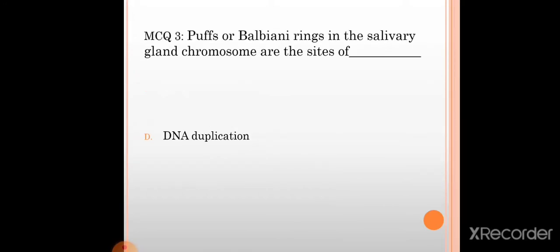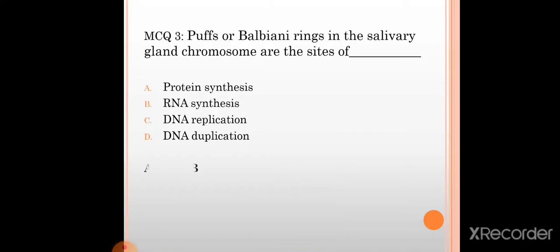Puffs are the Balbiani rings in the salivary gland chromosomes. They are the sites of protein synthesis, RNA synthesis, DNA replication, or DNA duplication. What's the correct answer? The answer is they are the sites of RNA synthesis. So the right answer is option B.